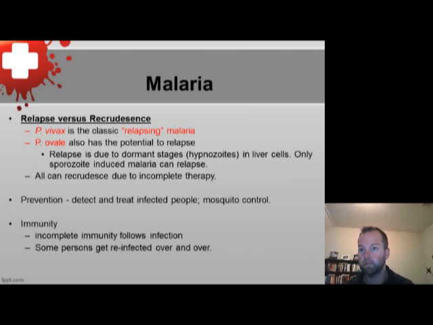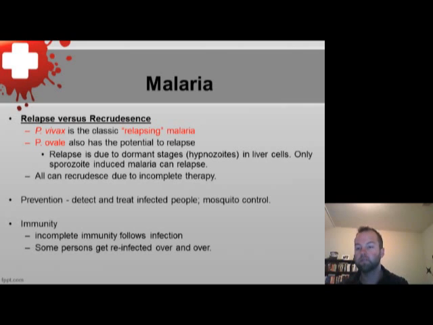Prevention, obviously, is to detect and prevent infected people from spreading it to other people by not getting bit and having the mosquito take in the macro and micro gametocytes, and also mosquito control using malathion and things like that.